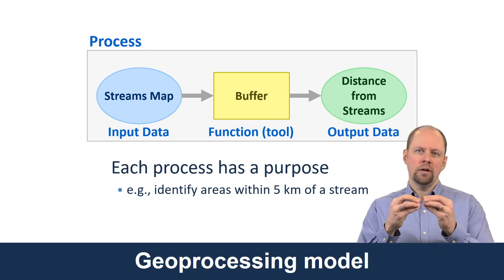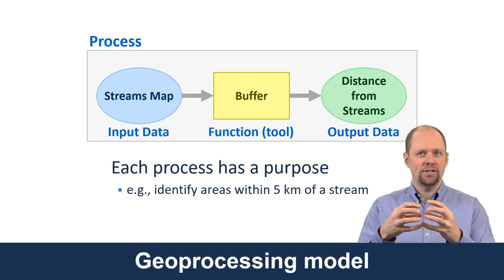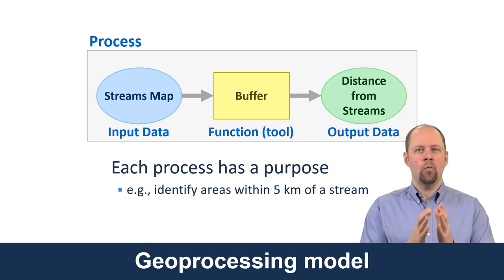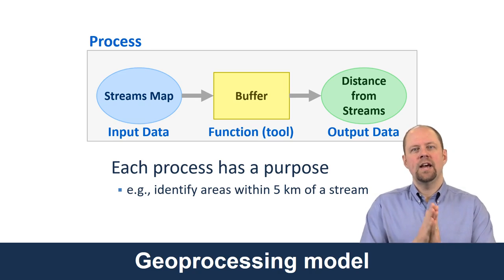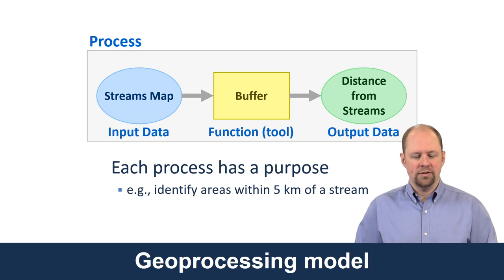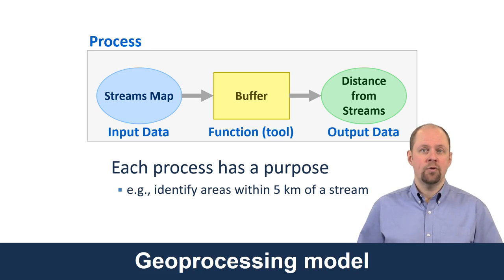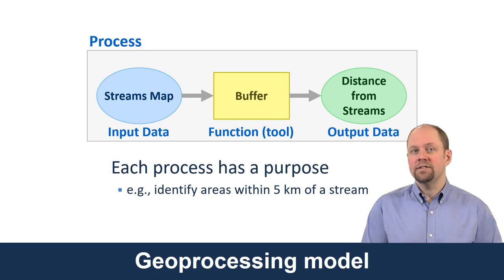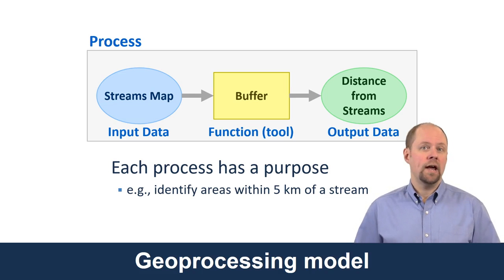You can think of it as sort of little atomistic sections or things that you do one at a time. You have one little question, you have one data set, one tool that provides you with one output that's the answer to that little question. So for example, if the question is where are there areas within 5 kilometers of a stream, if we execute this process as part of our model, then that will answer that question.